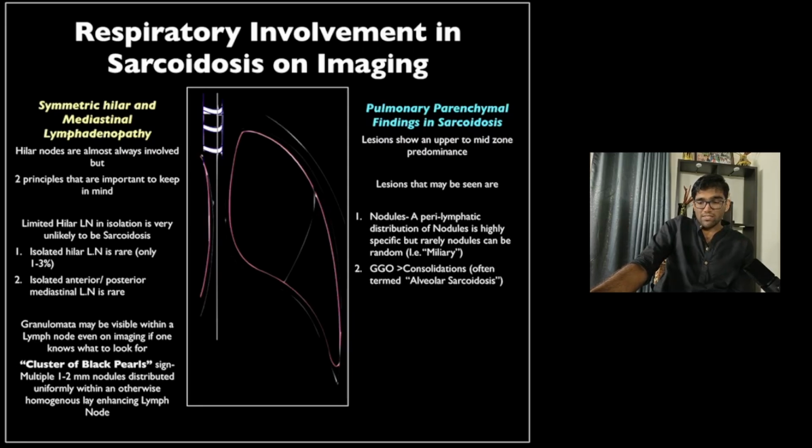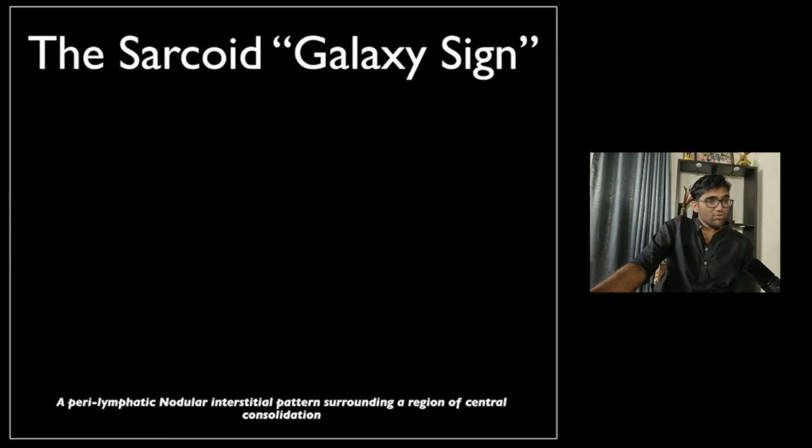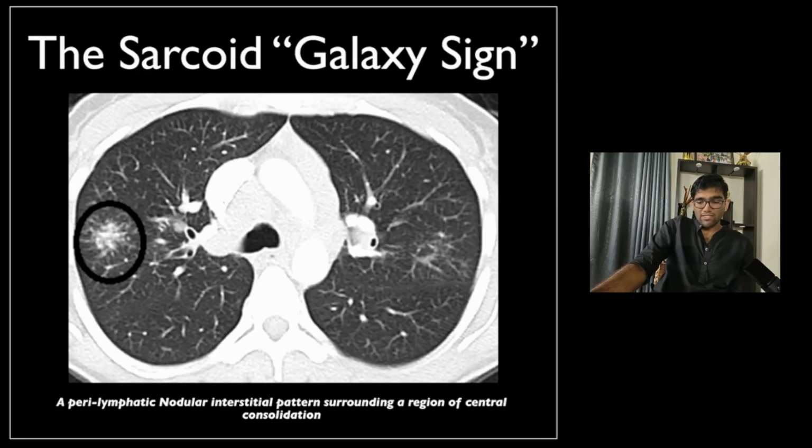Similarly, ground glass opacities, more so than consolidations, may be seen in sarcoidosis, and this is often termed alveolar sarcoidosis. Finally, fibrosis can be present in 20 to 25% of cases, and that shows an upper lobe predominance. Now, coming to the sarcoid galaxy sign, this is a perilymphatic nodular interstitial pattern surrounding a region of central consolidation. It's not just the presence of small nodules around a big conglomerated nodule, as you might see in tuberculosis, for example. The nodules have to be in a perilymphatic distribution.